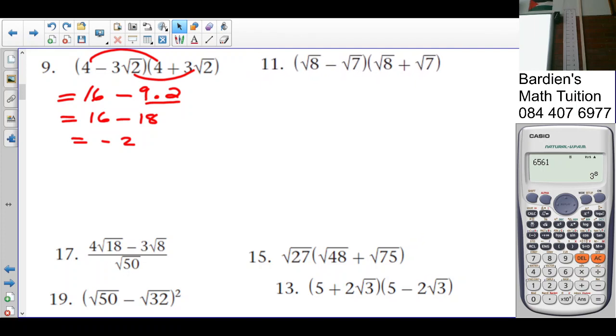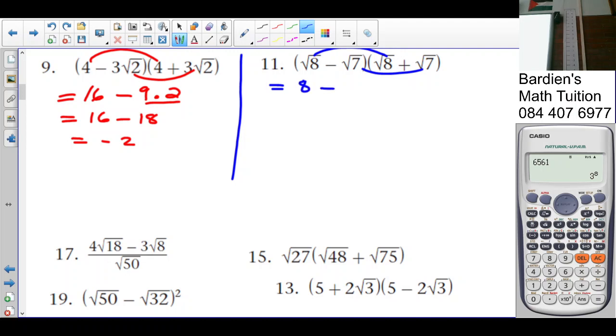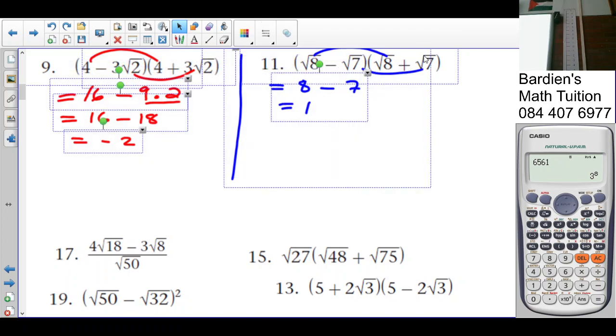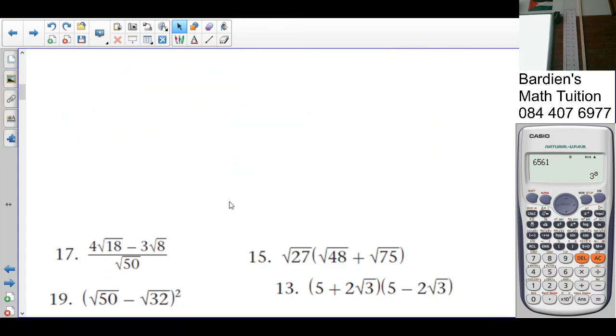Look at number 11. Again, conjugate pair. You multiply the first and the last. This will result in the difference of 2 squares. No? You guys are familiar with this. Root 8 times root 8 is 8. Root 7 times root 7 is going to be 7. This gives you an answer. You all okay with that? That was number 11.